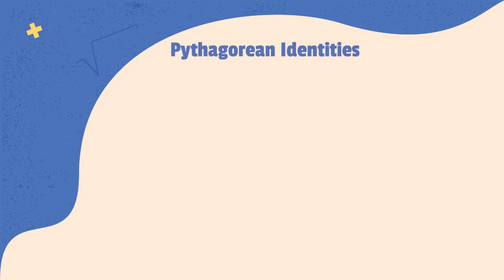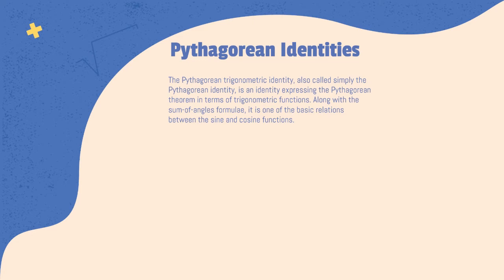Pythagorean identities. The Pythagorean trigonometric identity, also called simply the Pythagorean identity, is an identity expressing the Pythagorean theorem in terms of trigonometric functions. Along with the sum of angles formulae, it is one of the basic relations between sine and cosine functions. Cosine squared plus sine squared is equal to 1. Tangent squared plus 1 is equal to secant squared. 1 plus cotangent squared is equal to cosecant squared.